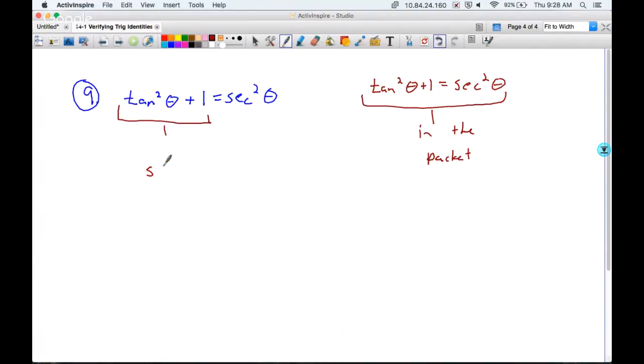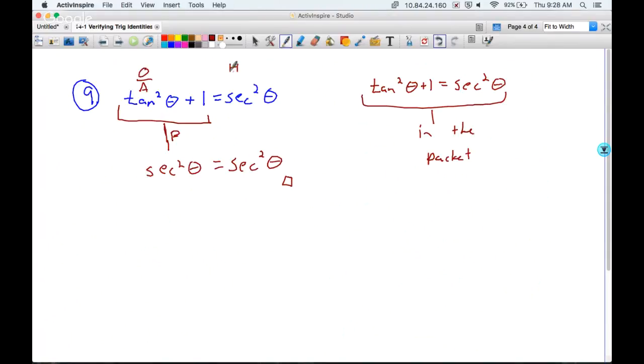And now I've got secant squared theta equals secant squared theta. Just write a little P there to show that that's why you're able to do that. That proves that.